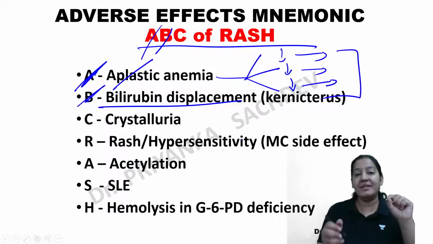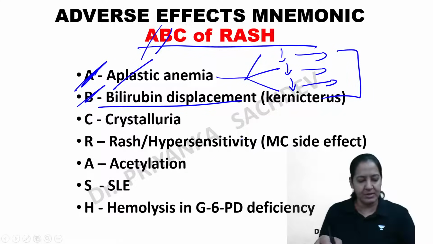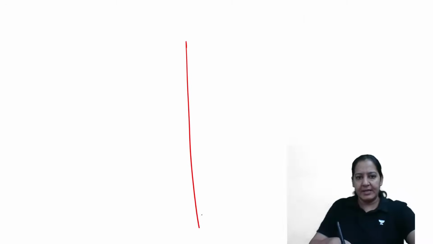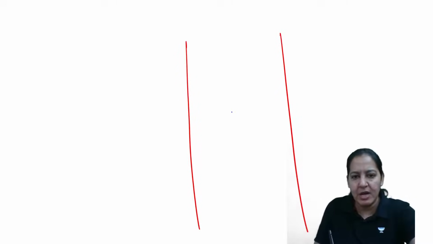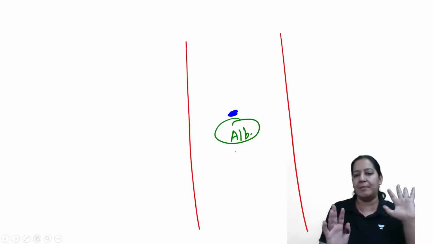Bilirubin binds with albumin, but it has more affinity for albumin. So this is the blood vessel of a person inside which bilirubin is normally present. Let me draw a bilirubin molecule. This is bilirubin. Bilirubin is present on albumin. This is albumin, the protein. Bilirubin is normally present on albumin.